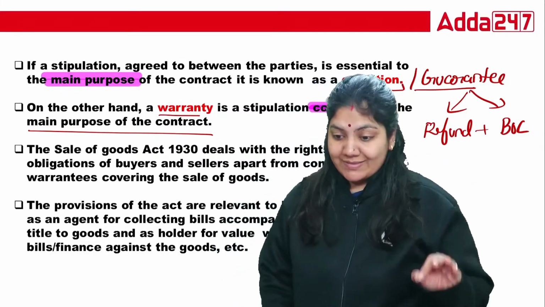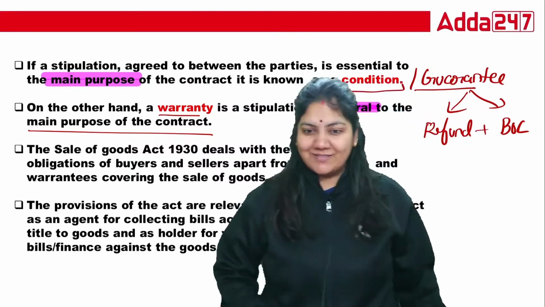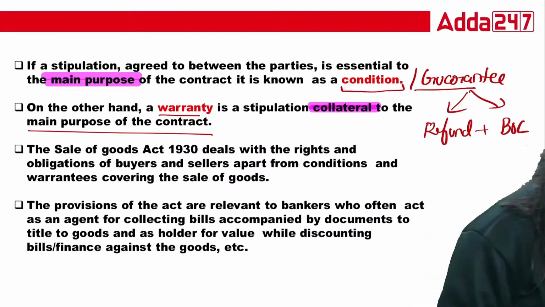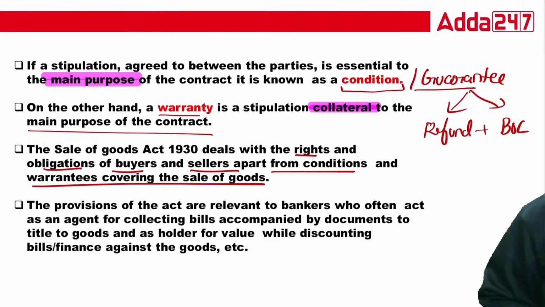And in today's scenario, I think all the shopkeepers give us a warranty, not a guarantee. That is important. The Sale of Goods Act deals with the rights and obligations of buyer and seller, apart from the conditions and warranties covering the sale of goods. The provisions of the Act are relevant to the banker.